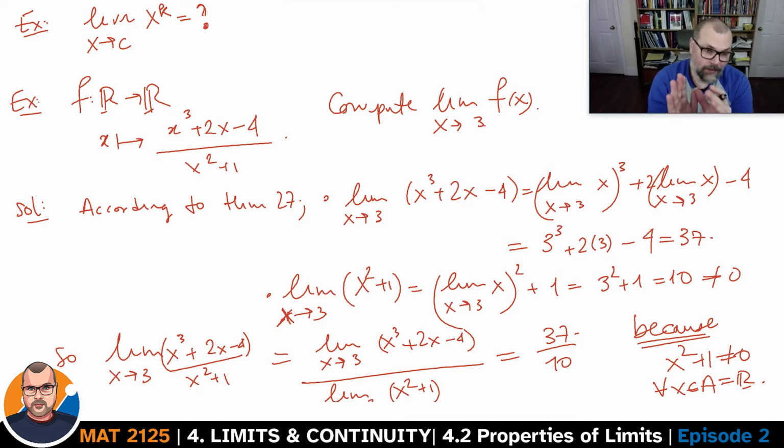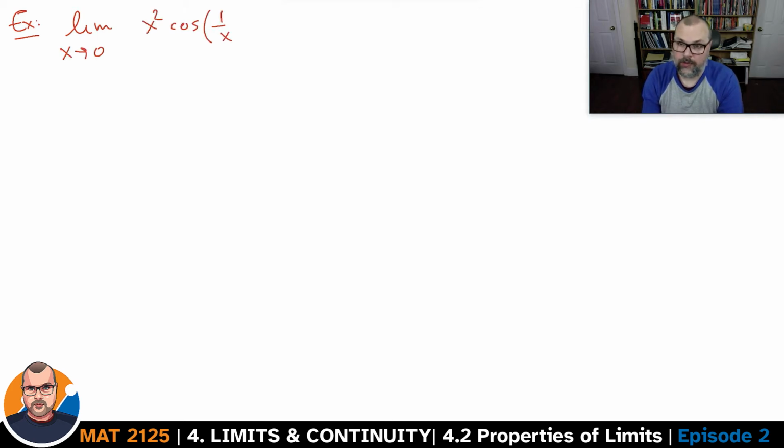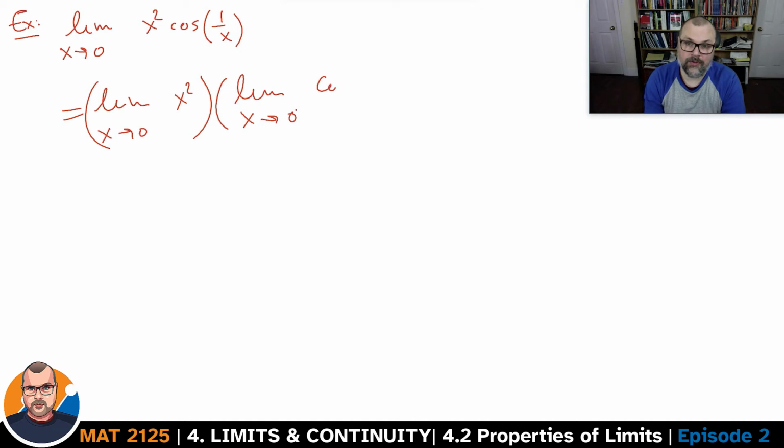In practice, what we really care about is that in some neighborhood of the limit point, the function doesn't take on the value 0. But that's not the way the theorem has been stated. Here's an instance where you cannot use this theorem. Compute the limit when x goes to 0 of x squared cosine 1 over x. Like, you'd like to be able to say, oh, that's easy, that's the limit when x goes to 0 of x squared times the limit when x goes to 0 of cosine 1 over x.